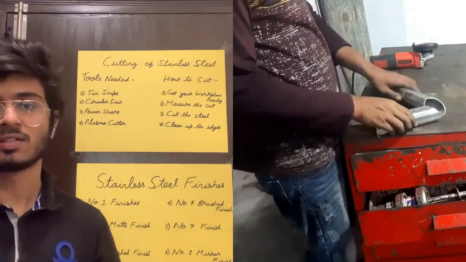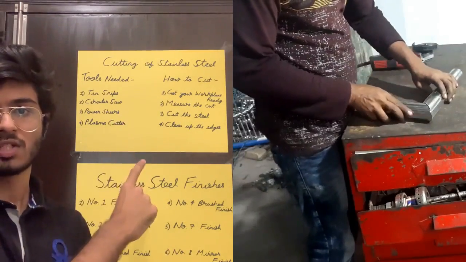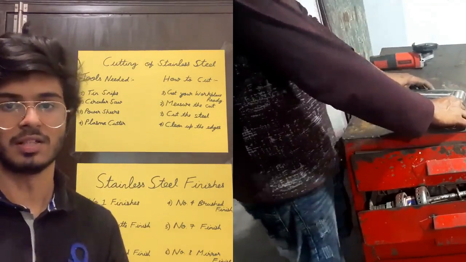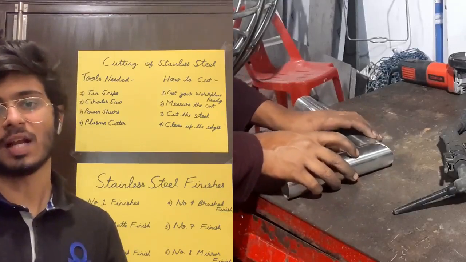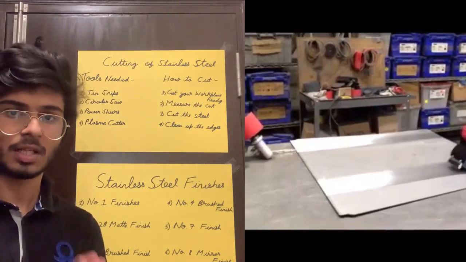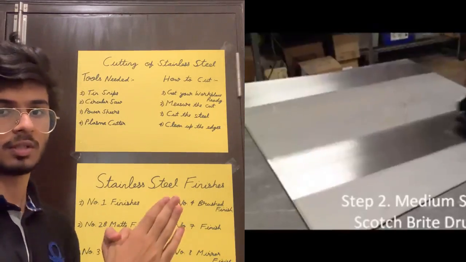Number three, cut the steel. The tools mentioned here are to be used to cut the steel. And number four, we have to clean up the edges. There might be some rough edges left on the metal after the cutting which need to be smoothened. After the cutting section, we move on to the finishing section.